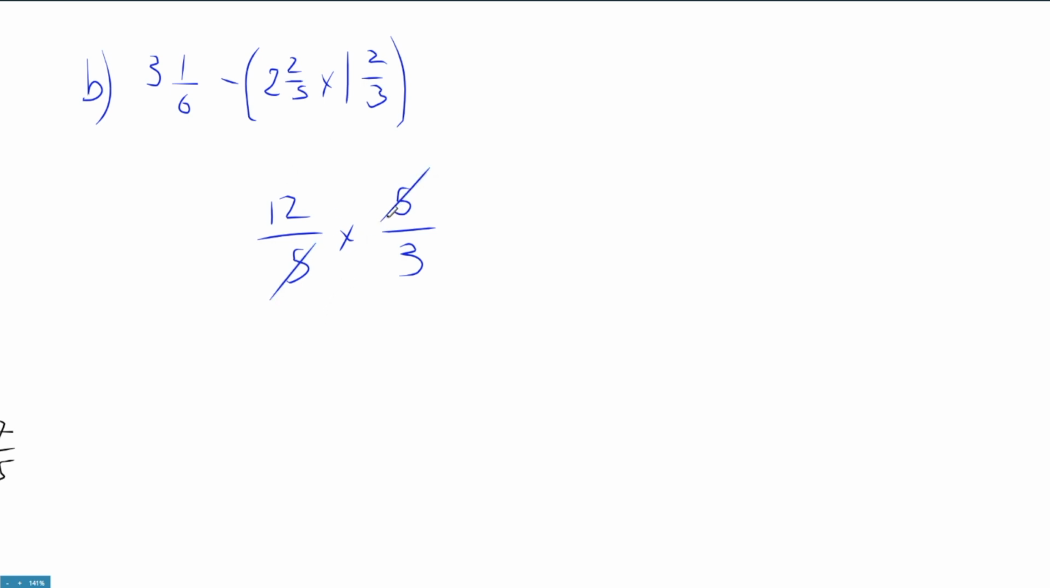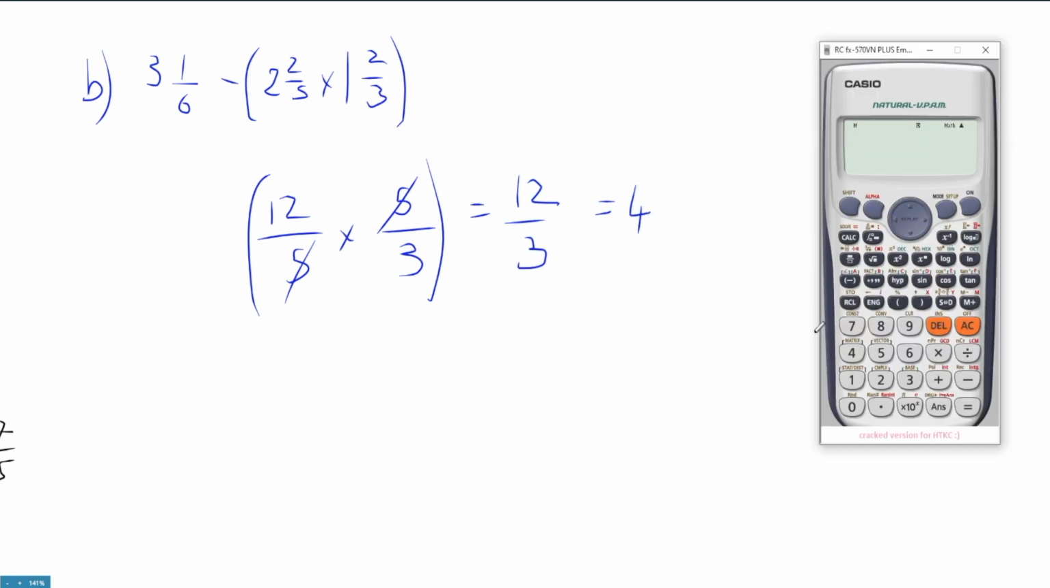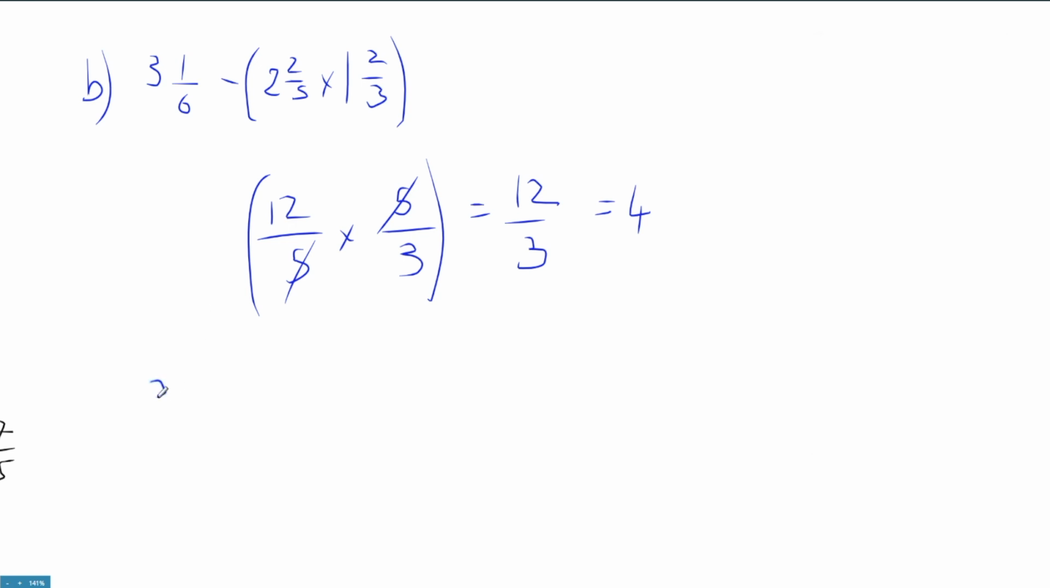This is really nice because it means I can actually cancel this out. I can simplify this whole thing, or I can just do it on my calculator. It doesn't really matter. Well, you might as well just cancel this out. It gives me literally 12 over 3, which is equal to 4. But I can do it on my calculator. I can say 12 divided by 5, that's this number, and times it by 5 divided by 3. I put it in brackets or parentheses. And it comes out as 4. So it checks out. So now I've got 3 and 1/6 minus 4.